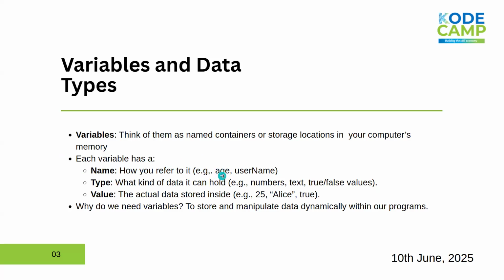Is a number, right? Great. So what if I have a variable that is storing the username of a person? Is it a number or a text? Text, right? Great. So the name for the variable, then the data type for that variable, and finally the value.